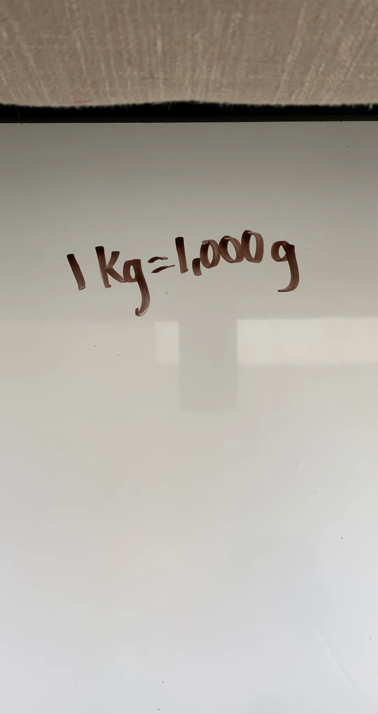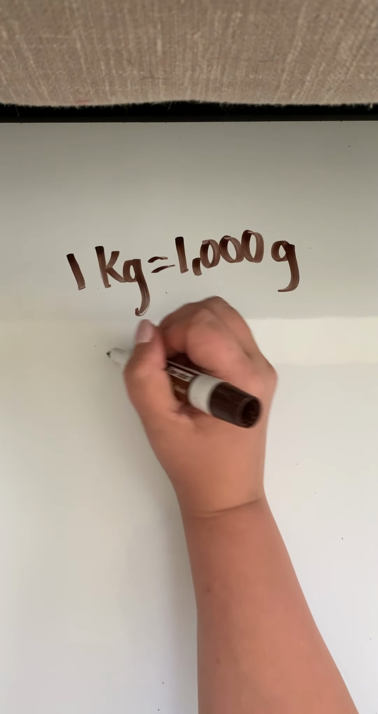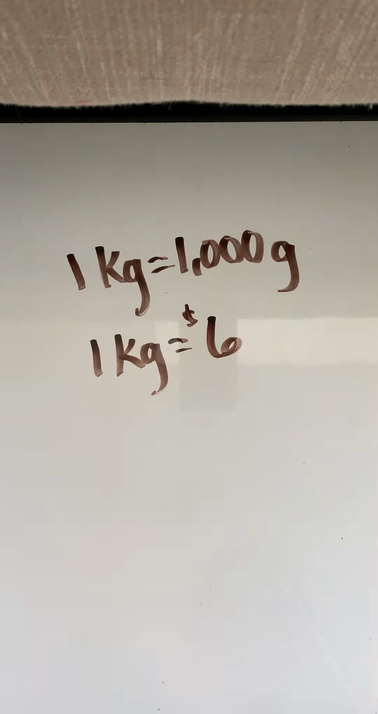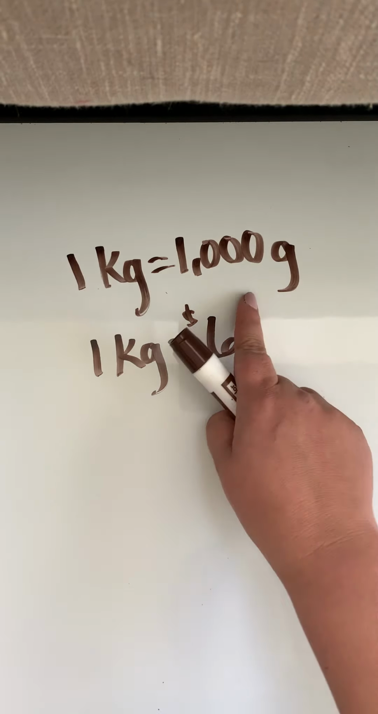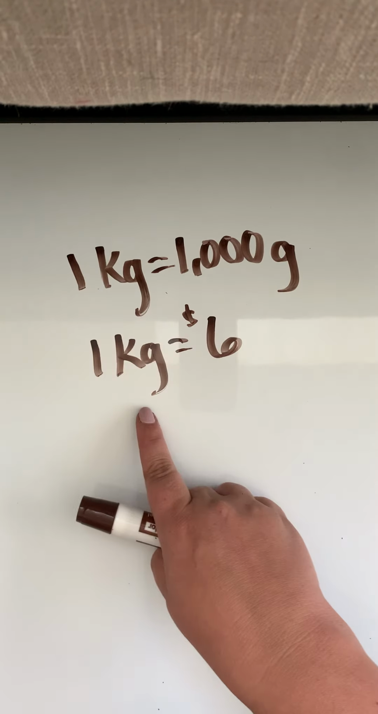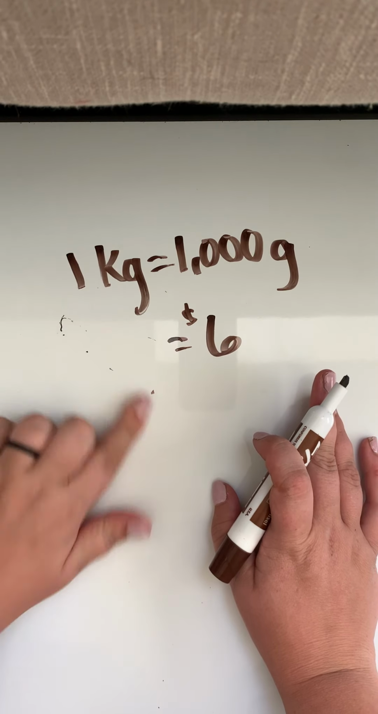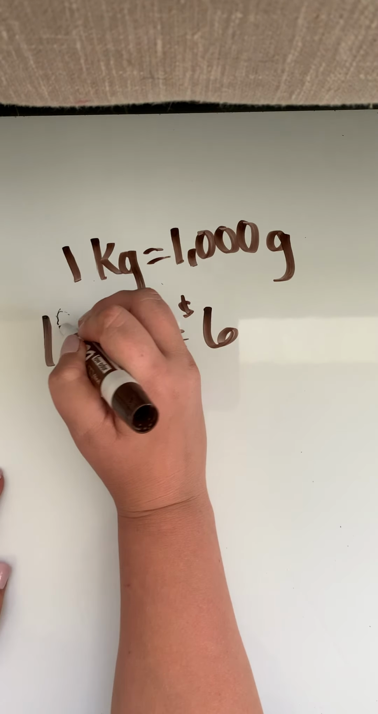A kilogram of whole wheat flour costs $6. So 1 kilogram equals $6. Got it? What is the cost of 400 grams of flour? So it is wanting me to convert it to grams. Okay, so what is the cost of 400 grams of flour? So let's take a look. I know that 1 kilogram is how many grams? 1,000. So I'm going to erase this because I know I've got to convert it to grams.